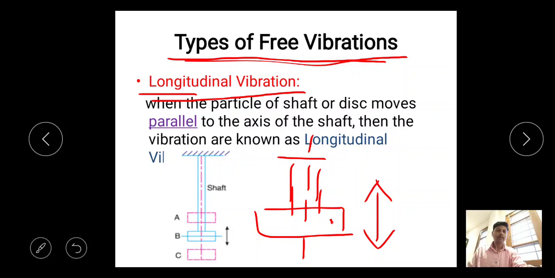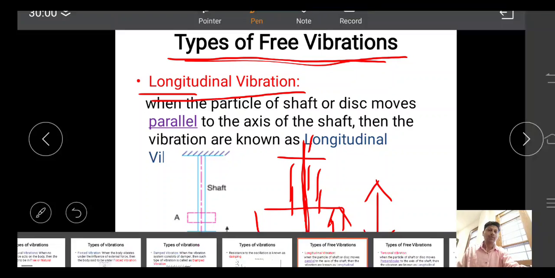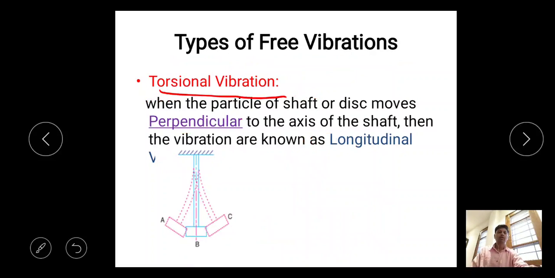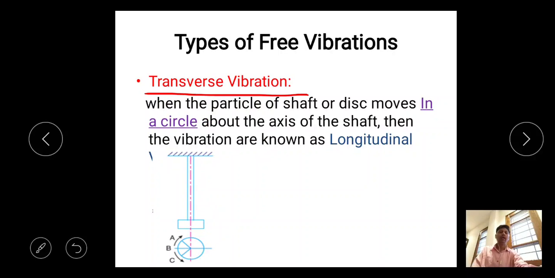If the particle is moving up and down, that is, if the particle of the shaft or a disc moves parallel to this axis, then how is it moving? It is parallel to the axis of the shaft, and then it is called longitudinal vibration. Understood? Longitudinal vibration.